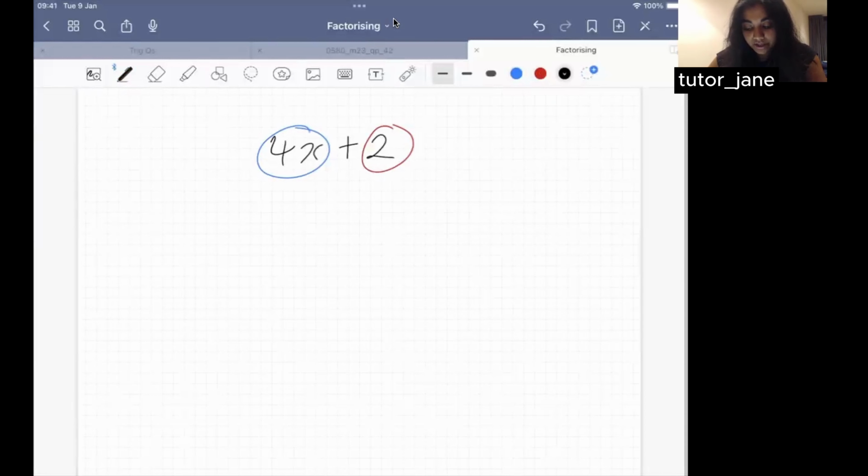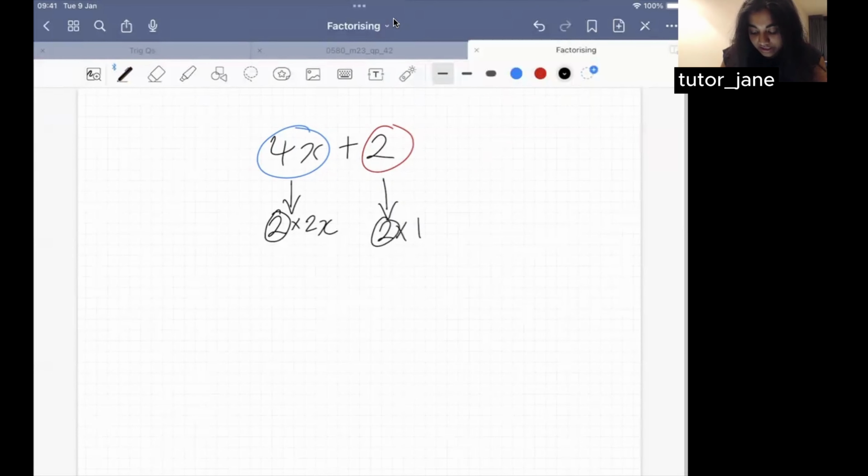Now we can look at the 4x and we can see that we can divide the 4x by 2, right? So we can take a 2 out of this 4x. We can also take a 2 out of our 2, and we'll be left with 2 times 1. If we take the 2 out of the 4x, we'll be left with 2 times 2x. So then we can see that both 4x and 2 have a 2 in common.